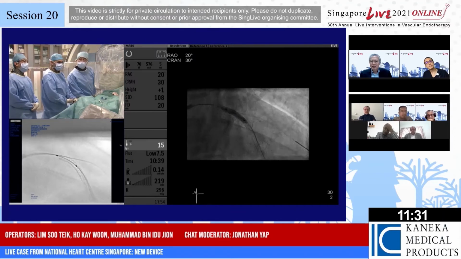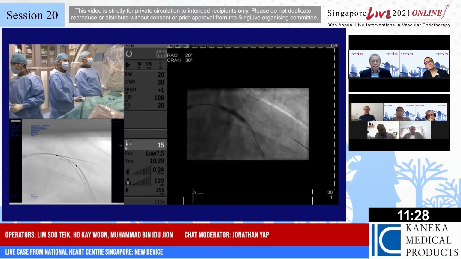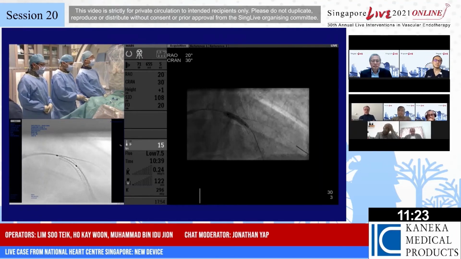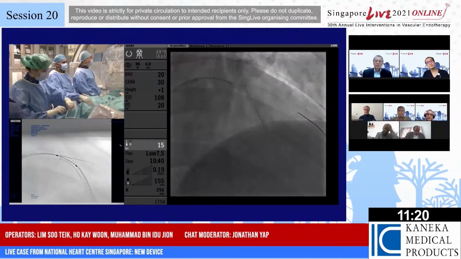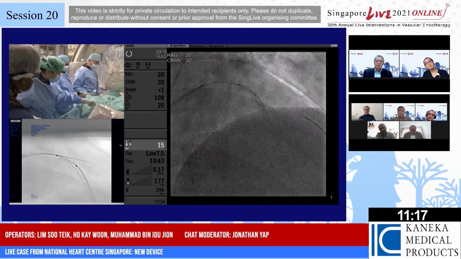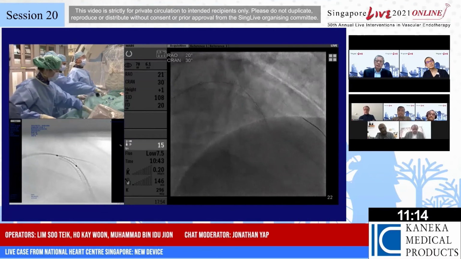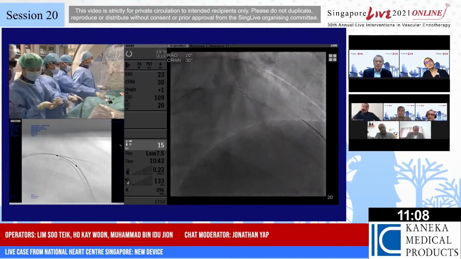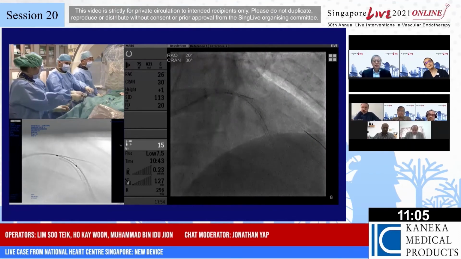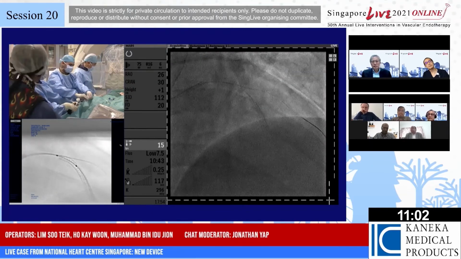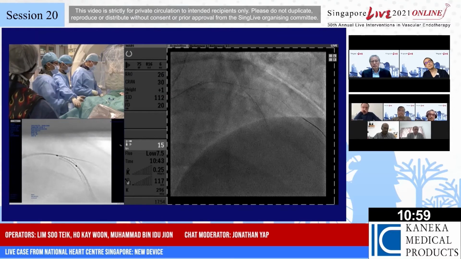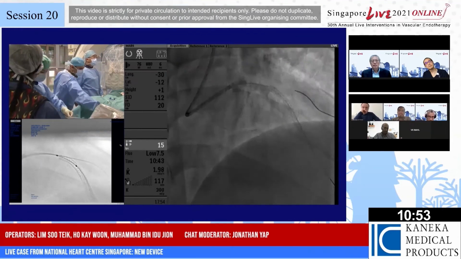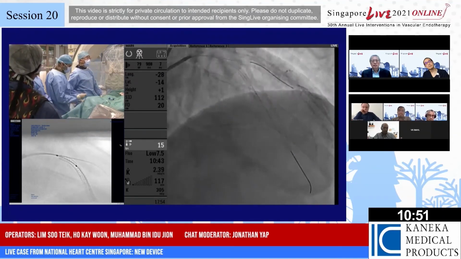Let's prepare the short. The short, 3.5, yeah, down. This one go to the LAO plane and see. Let's move a little bit. Okay, yeah.